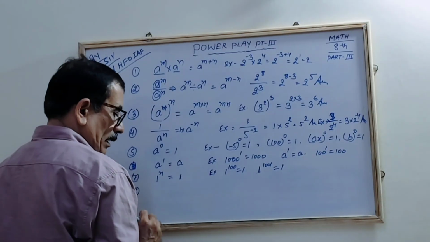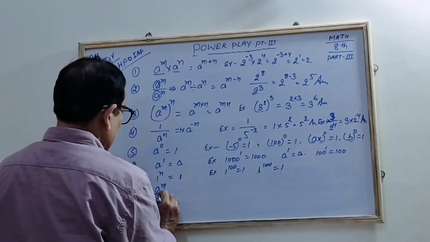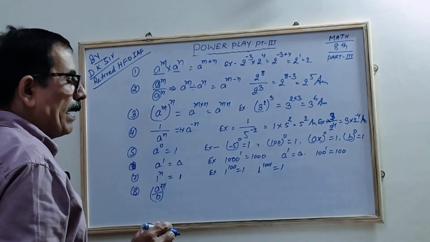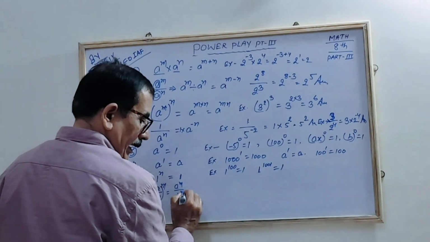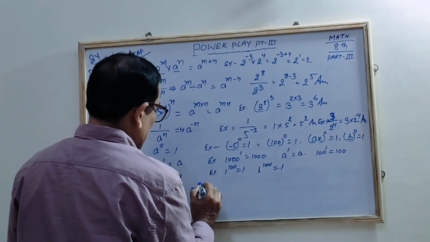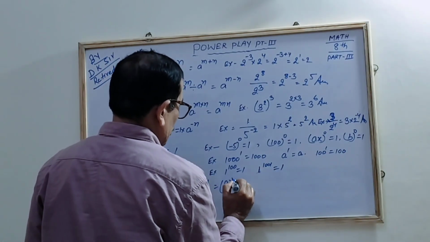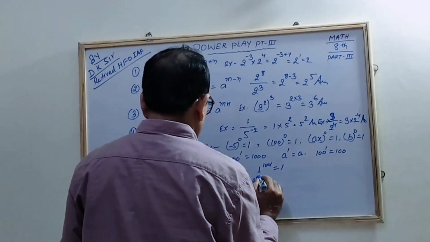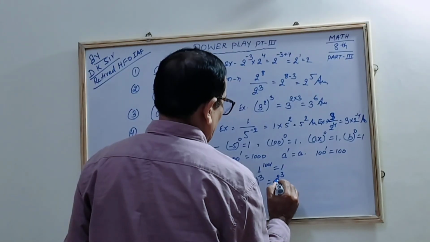The next we will see is the 8th rule. Suppose a by b to the power m is there, that is, a fraction a by b to the power m. Then directly you can break it down into a to the power m by b to the power m, correct? Or you can say a to the power m by b to the power m can be written as a by b to the power m. Understood? Okay, so we can see the examples. If it is 2 by 3 to the power 3, we will write 2 to the power 3 by 3 to the power 3, correct? This becomes the answer.